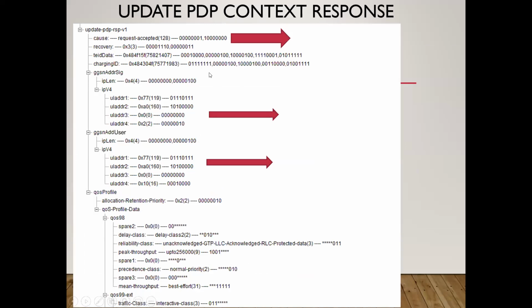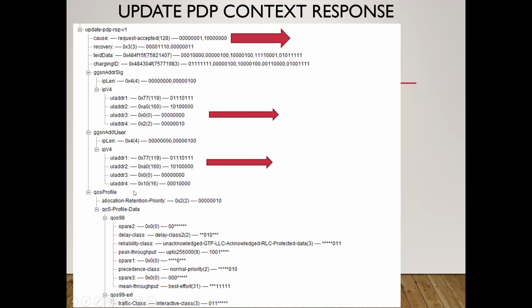And the PDP context response, request accepted, which is sent by the GGSN. Okay, I accept your request. It will send the updated tunneling ID information. It will send the charging ID information. It's going to be the same charging ID information which was previously shared. The tunneling ID data is going to be the same as well. And it is going to reiterate that, okay, from my side, the signaling IP address is going to be this, and the user plane IP address is going to be this.